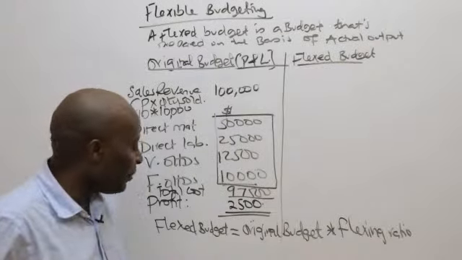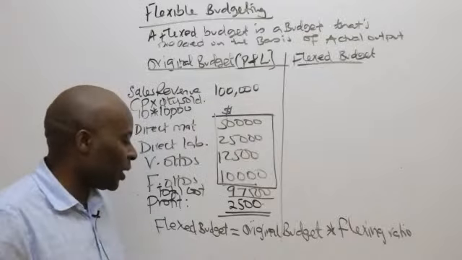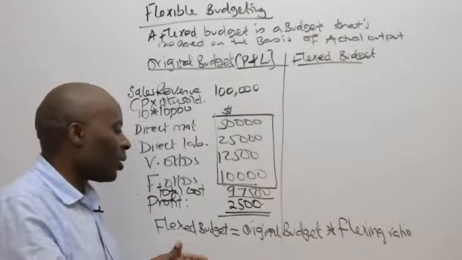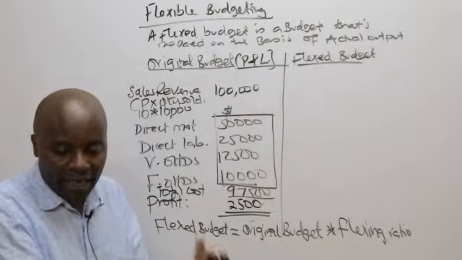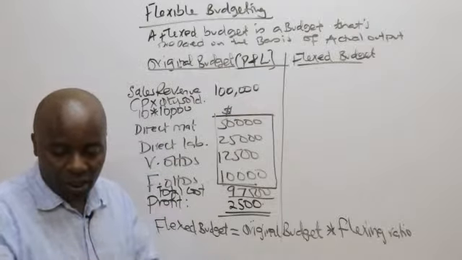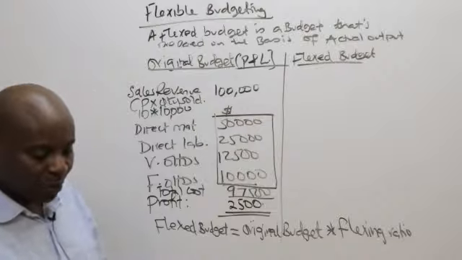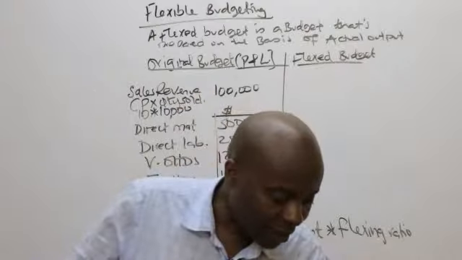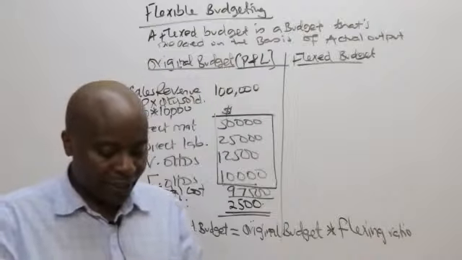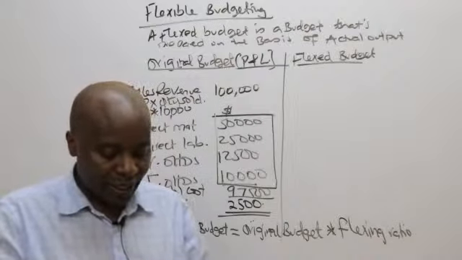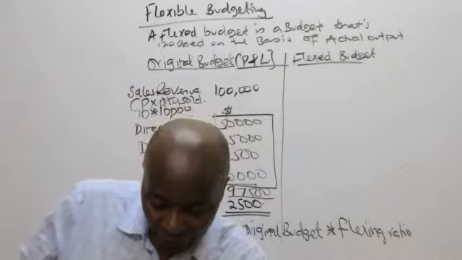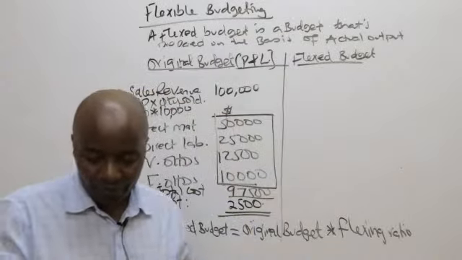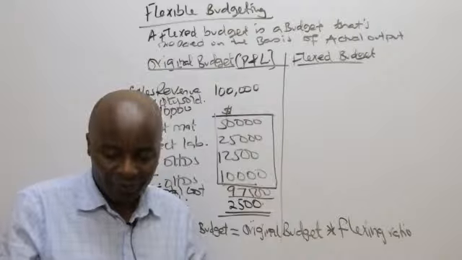So anytime they want us to flex a budget, we'll be taking the original budget multiplied by who? The flexing ratio. Multiplied by the flexing ratio.